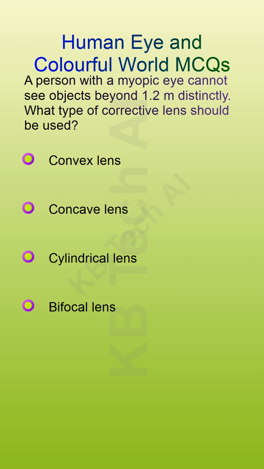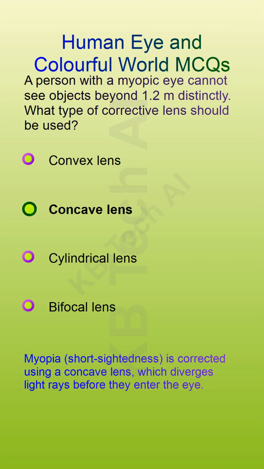A person with a myopic eye cannot see objects beyond 1.2 m distinctly. What type of corrective lens should be used? Option 1, convex lens. Option 2, concave lens. Option 3, cylindrical lens. Option 4, bifocal lens. The answer is Option 2, concave lens.